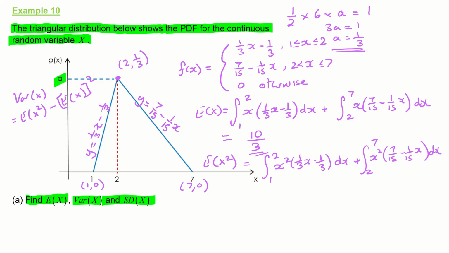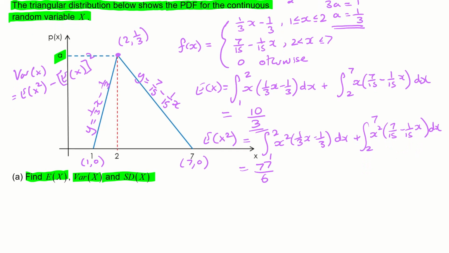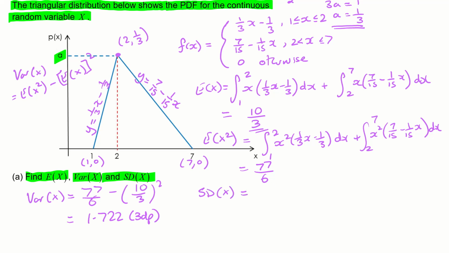And calculating that gives us 77/6. So var x is going to be 77/6 take away (10/3) squared, and that gives me 1.722 to 3 decimal places. And then the standard deviation of x is going to be the square root of that, which is 1.312 correct to 3 decimal places.